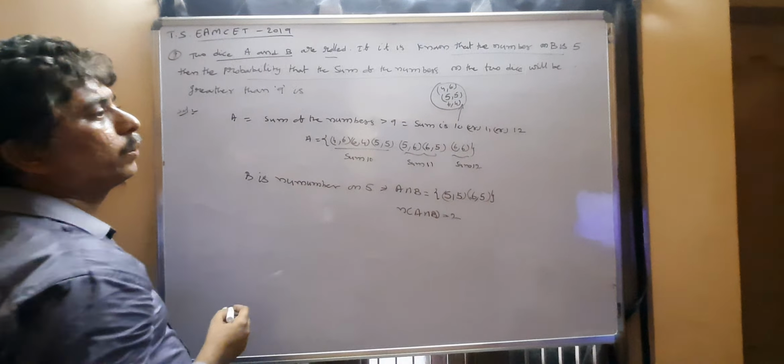Once again, a small correction in the question, I am repeating. If it is known that the number on the second die, second die shows 5. So B is that the number on the second die shows 5.